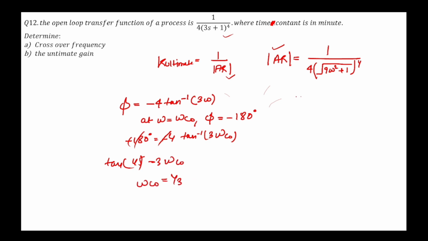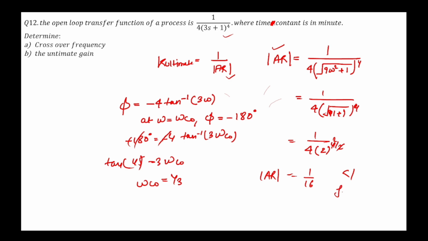Now put the value here: 1 by 4 under root of 9 into omega square, 1 by 9, so it will become 1 plus 1. Okay, so 1 by 4, 2 to the power 4 by 2, so 1 by 60. So this is the amplitude ratio, and it should be less than 1 for a stable system. Now put the value here, so ultimate gain will be 60.